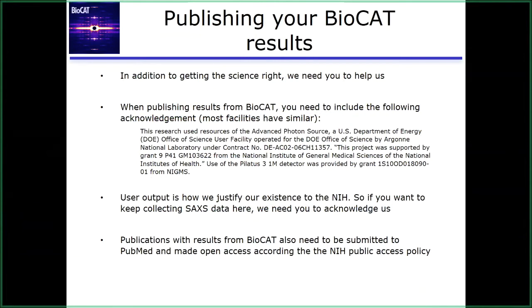So when you publish results from BioCAT or any similar facilities with similar type of funding, you need to include an acknowledgement that acknowledges our funding and the APS's funding. Again, whenever you come to the Beamline, you'll get this. It's also on our website. As I was saying, user output is how we justify our existence to the NIH. So if you want to keep collecting SAXS data here, you need to acknowledge us when you publish the SAXS data. Additionally, since we're an NIH-funded facility, any publications from our resource have to be submitted to PubMed in compliance with the NIH public access policy.